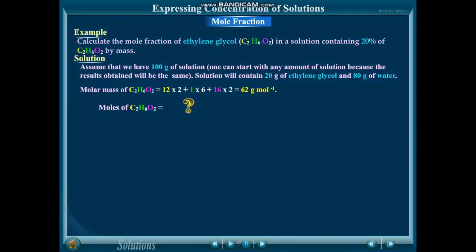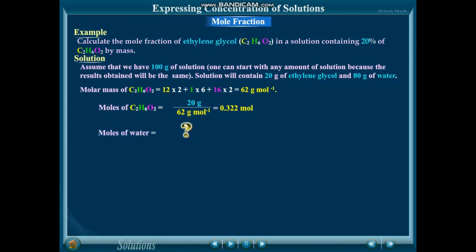Moles of ethylene glycol. How can you calculate the moles? Mole is equal to mass by molar mass. So here the mass of ethylene glycol is 20 gram divided by the molar mass we have calculated just now, 62 grams per mole, and the value is 0.322 moles.